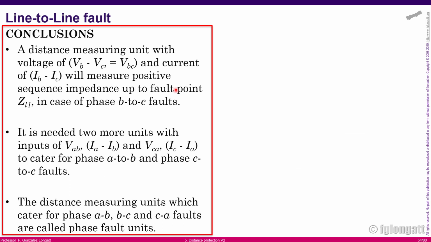What is the main conclusion here? What you need to understand is that when we have a line-to-line fault, the apparent impedance that the relay sees depends on the difference between voltage B and C and the difference between the currents B and C.